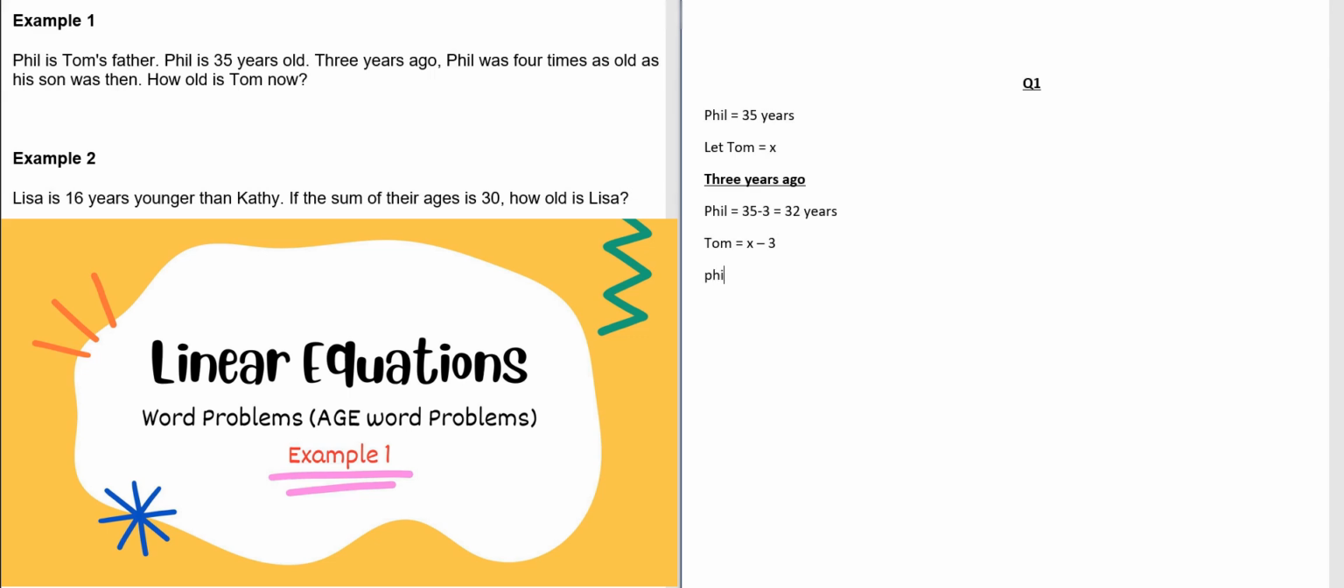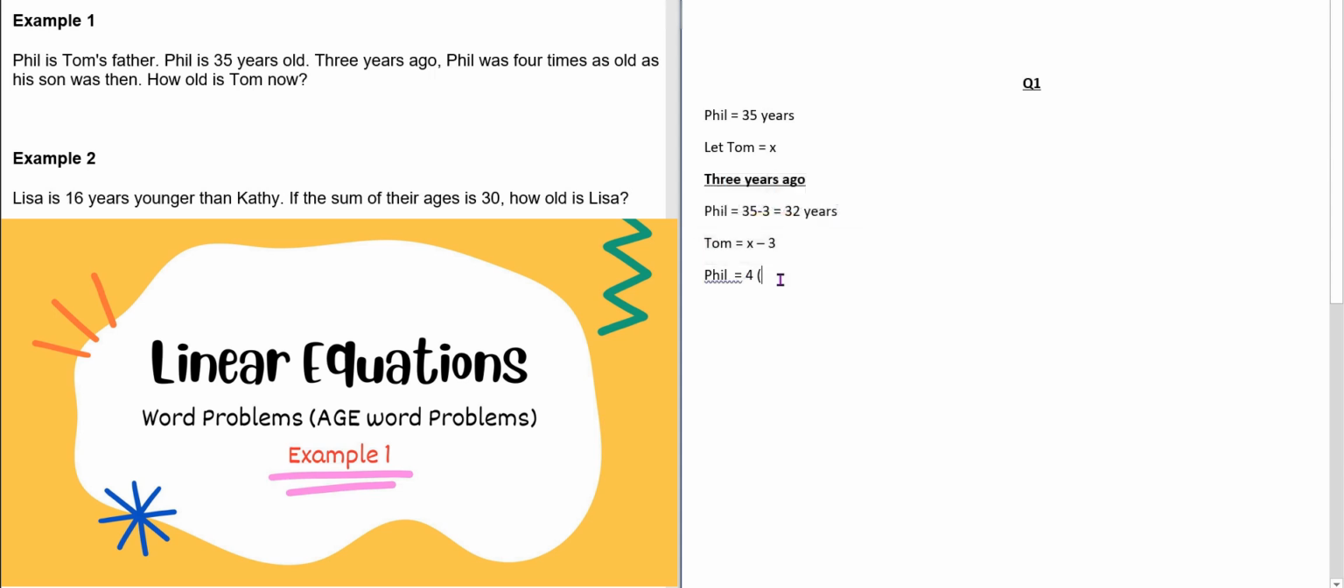So Phil, let me write it in English statement first. Phil was, so the was is the equal to in mathematics. So Phil was 4 times. The times I'm going to use bracket because in mathematics bracket means times. So Phil was 4 times as old as his son was then. So as at 3 years, the son, which is Tom, you can see what I highlighted, Tom was what? x minus 3.